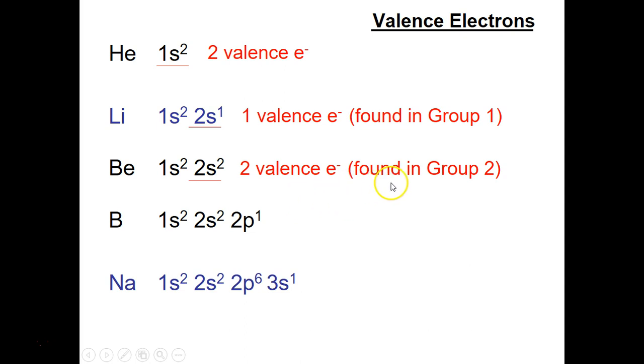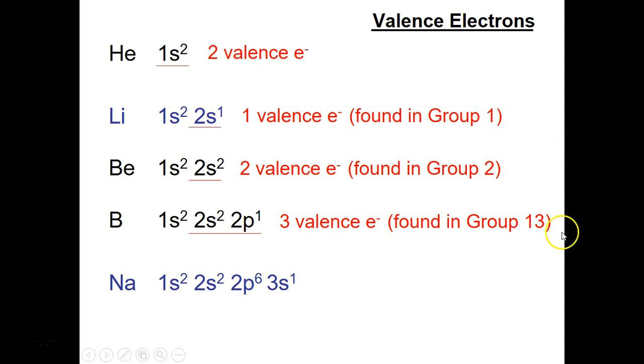Now, when we're looking at boron, we have to be careful. Kids always have a tendency to just say that there's 1 valence electron there, but in actuality, there's more than that, because the second energy level is made up of an s sublevel and a p sublevel. So when you add all those up, boron will have a total of 3 valence electrons, and boron is found in group 13. Finally, for sodium, the highest energy level is the third energy level. There's 1 electron in it, so sodium has 1 valence electron, and sodium is also found in group 1.